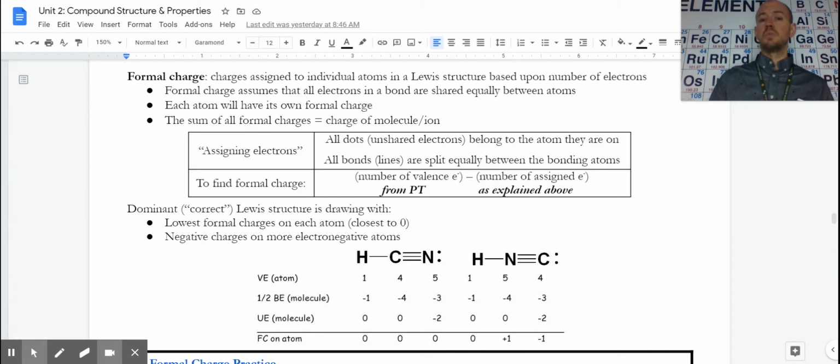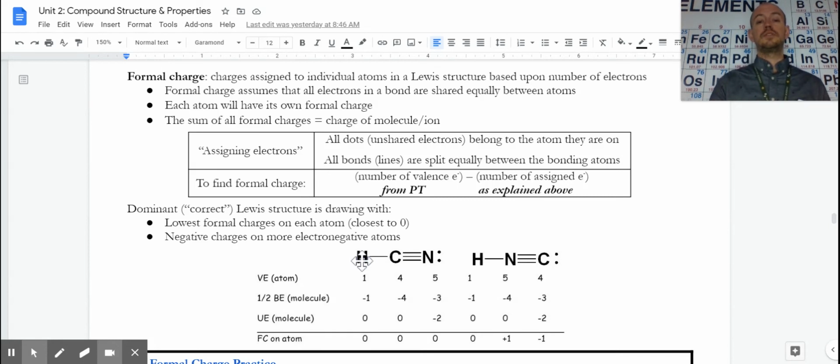So the process here is what I described. We look at the number of valence electrons that element brought. We give it half of its bonding electrons. We count any electrons that belong just to that element. And then the formal charge is how many more electrons or fewer electrons it has compared to what it brought with it. So a positive formal charge is because an atom has fewer electrons around it than it brought. A negative formal charge is because it's got some extras.